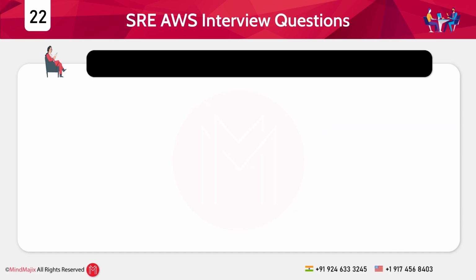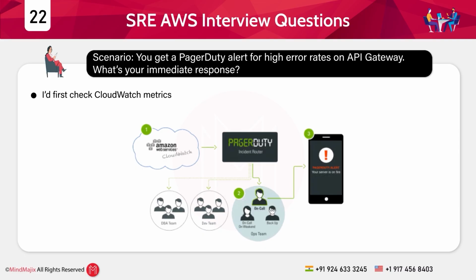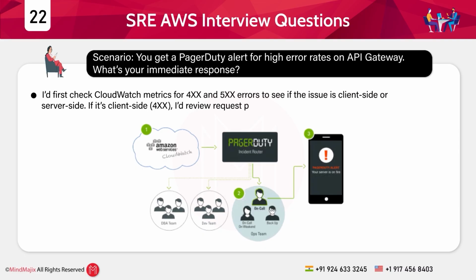The next question is a scenario-based question. Let's say you get a PagerDuty alert for high error rates on an API Gateway. What will be your immediate response to this particular scenario? You can first check the CloudWatch metrics for 4xx and 5xx errors to see if the issue is client side or server side. If it is client side, for example 4xx, you can review the request patterns and possible rate limiting triggers.